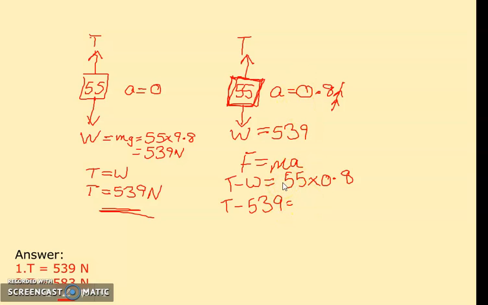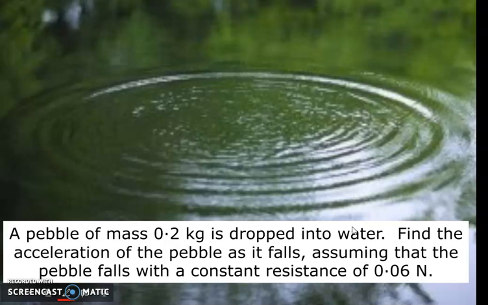What's different is the tension that's required to pull him up whilst accelerating, and that's the bit that's slightly different. So on my calculator now, I'm just doing 55 times 0.8, and I get 44. So this answer here is 44. And when I move this over, T presumably is 583 newtons. Sorted.